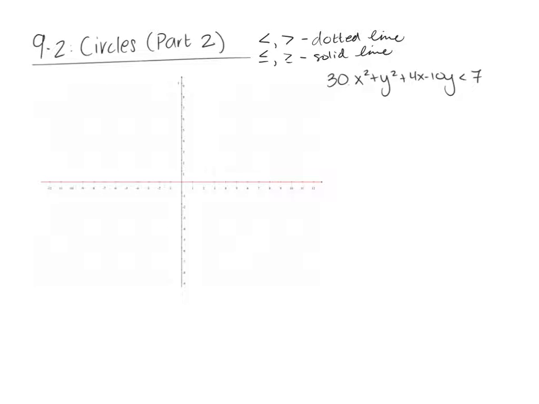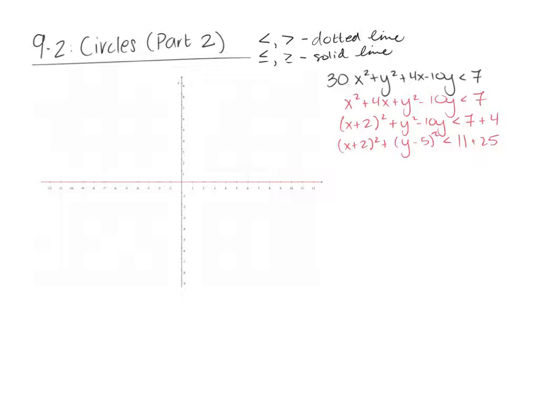So we need to reorganize it just like we did in the last lesson over the weekend to get all the x's next to each other and all the y's next to each other. So this ends up being x squared plus 4x plus y squared minus 10y is less than 7. And then we complete the square twice. So we've got x plus 2 quantity squared plus y squared minus 10y less than 7 plus 4. And then we complete the square for the y, so that's going to be y minus 5 squared less than 11 plus 25. So the equation of our circle is x plus 2 squared plus y minus 5 squared less than 36. This means our center is negative 2, 5, and our radius is 6.